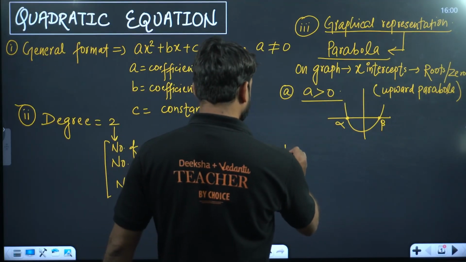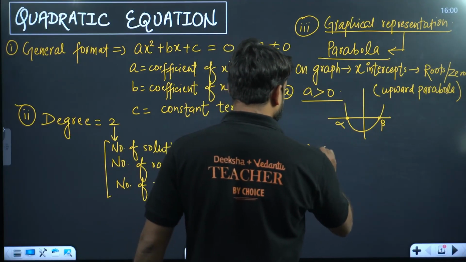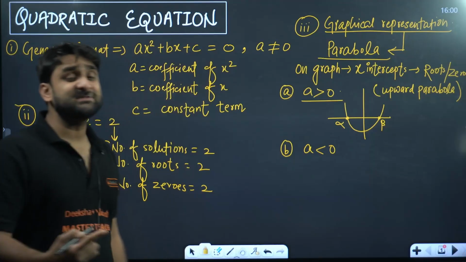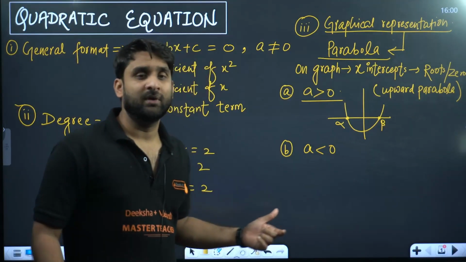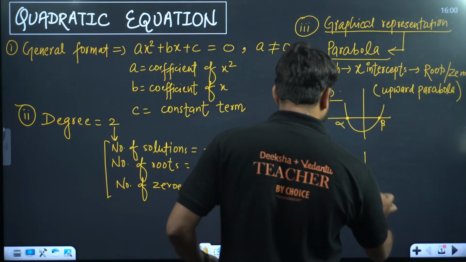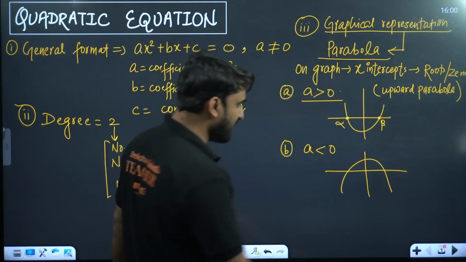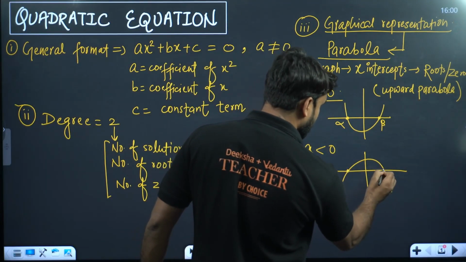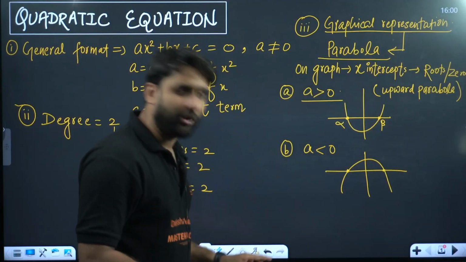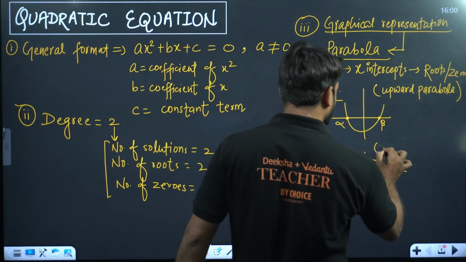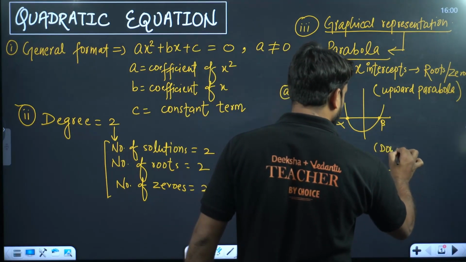B is when a is less than 0. a is less than 0 indicates that a is negative. And if a is negative, the parabola will look like this. So there are again two intersections, but the parabola has a downward opening. So a is less than 0, downward parabola.